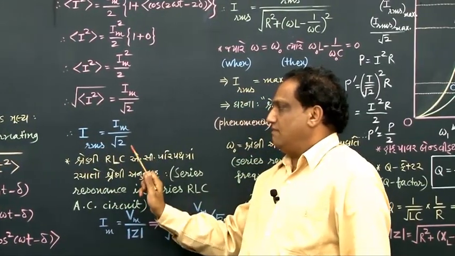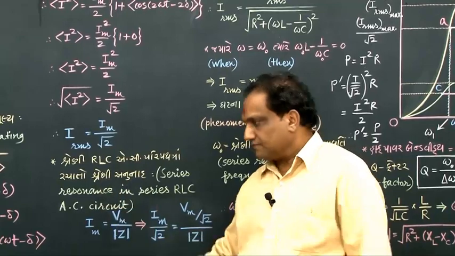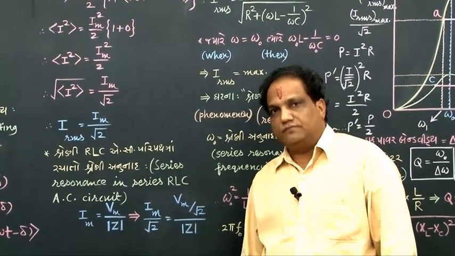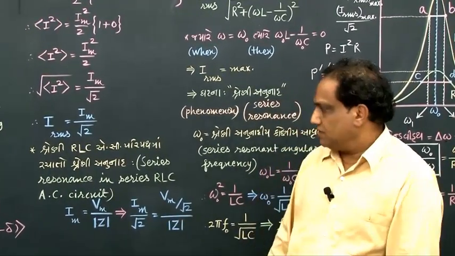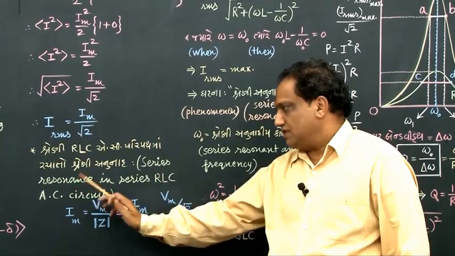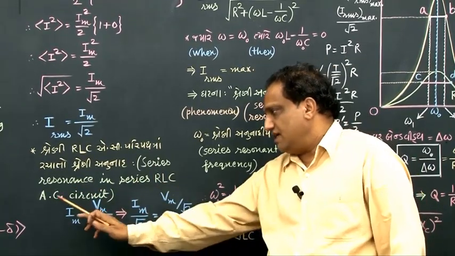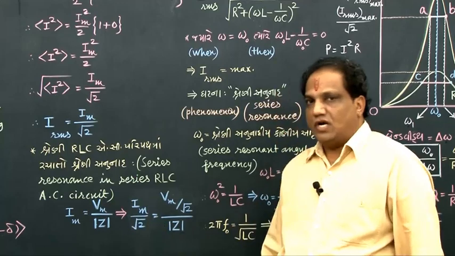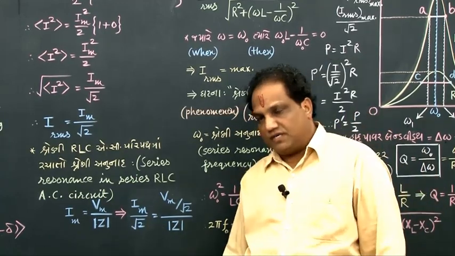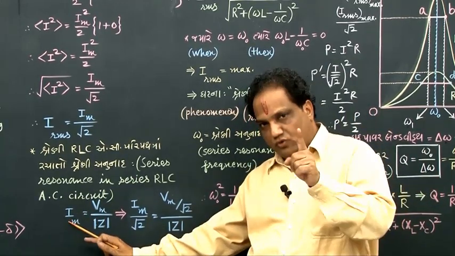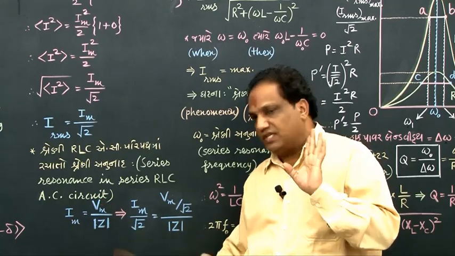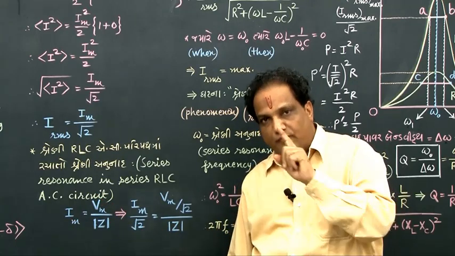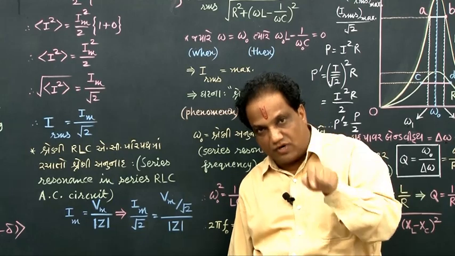IRMS is Im by root 2. Simple. Now we go for a very good article about series resonance in a series RLC AC circuit. Don't you know the formula of maximum current? Maximum current equals maximum voltage upon resistance, according to Ohm's law.